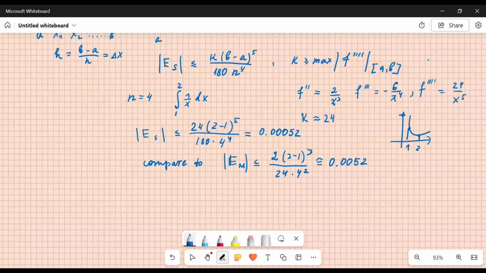So for Simpson's rule, if you consider only 4 steps between 1 and 2, for function 1 over x. I calculated the midpoint estimation. You remember the formula, it's k, which is going to be a maximum of the second derivative, times (2 minus 1) cubed divided by 24 times the number of steps squared. And that's 0.052. If you compare these two numbers, you see that the error of Simpson's rule is about 10 times better than the error of the midpoint rule. So, why does it happen? Because we are estimating the function better.